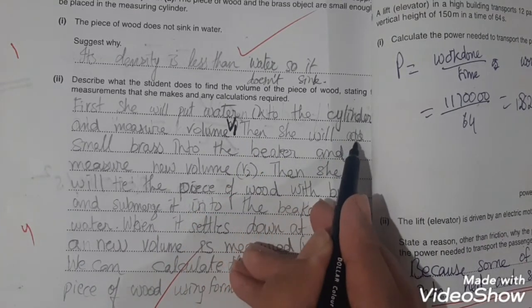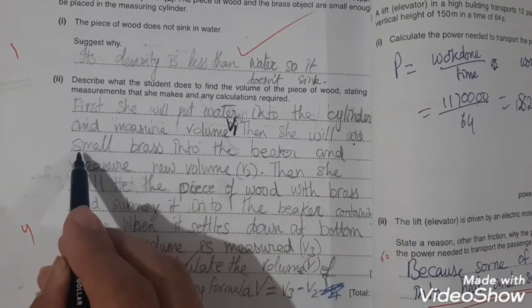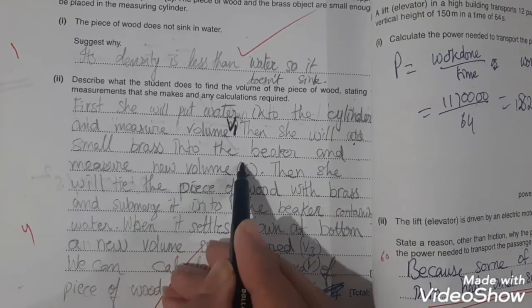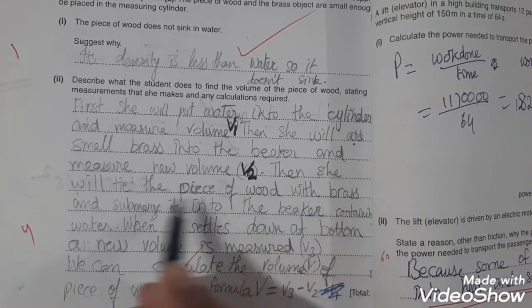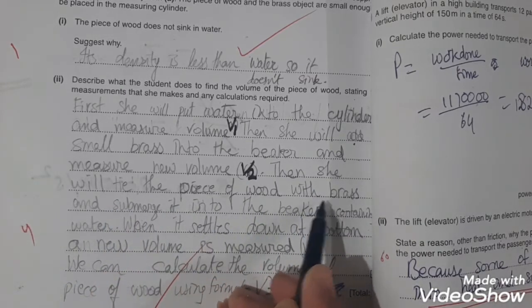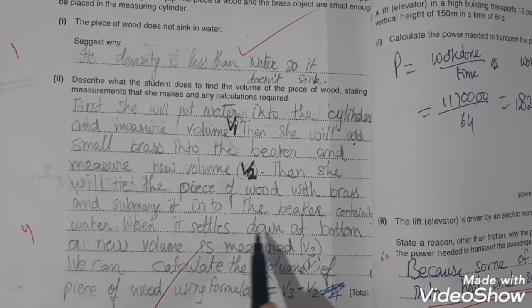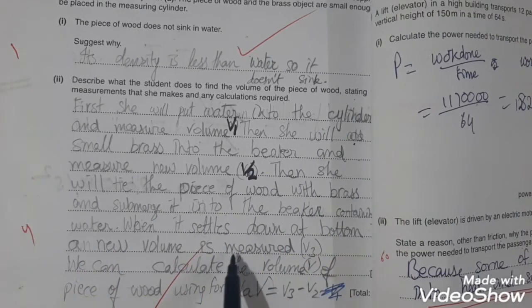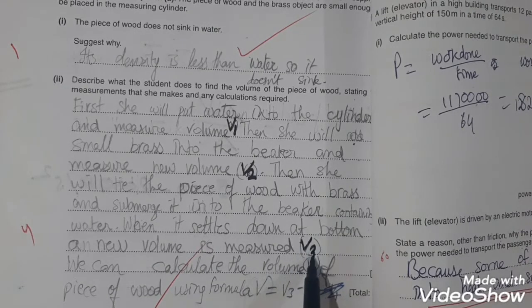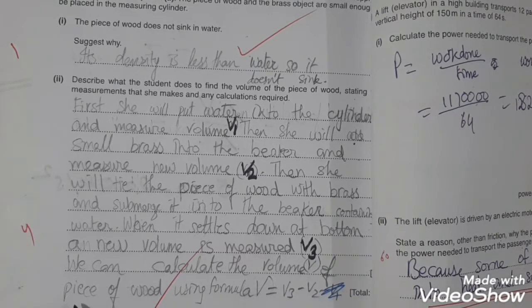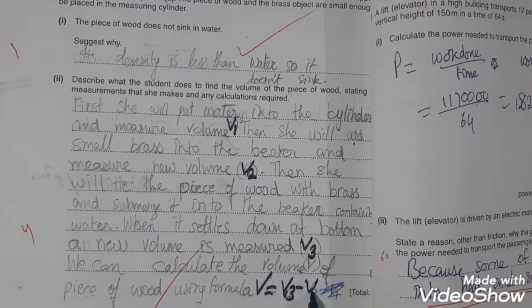Then she will add the small brass object into the cylinder and measure the new volume, which will be V2. Then she will tie the piece of wood with the brass and submerge it into the cylinder containing water. When it settles down at the bottom, a new volume is measured, which is V3. We can calculate the volume V of the piece of wood using the formula V = V3 minus V2.